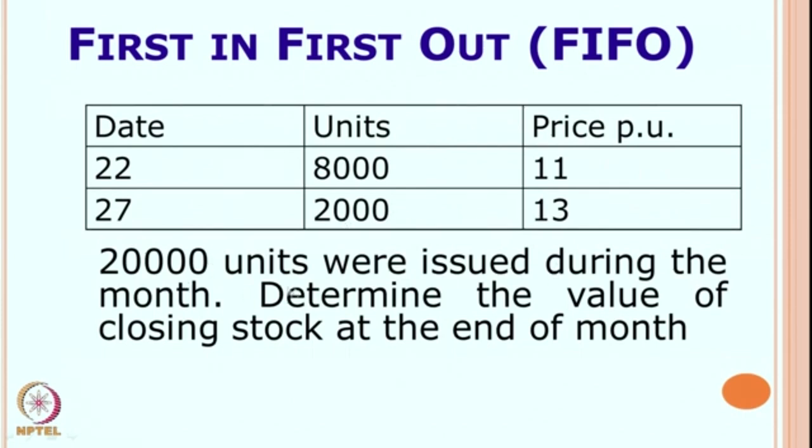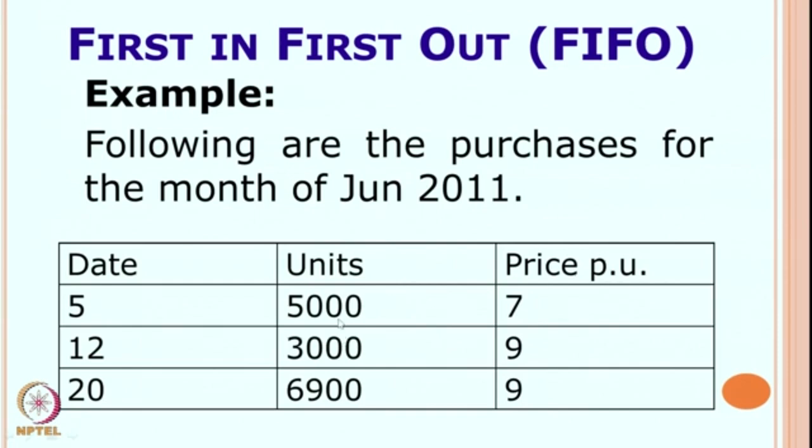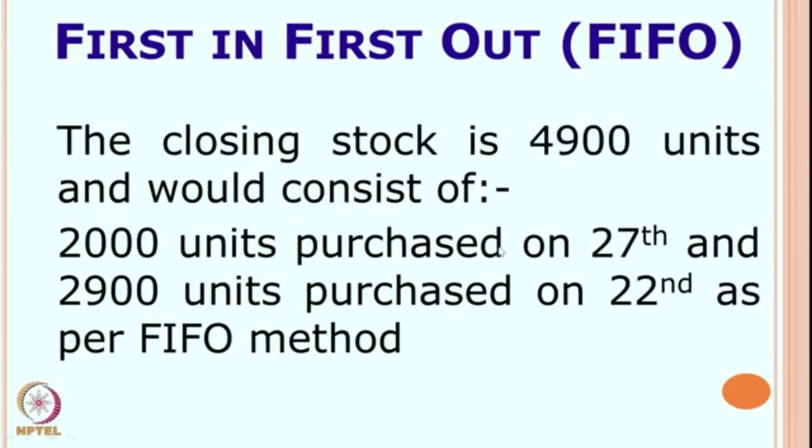Now, 20,000 units were issued during the month, and we have to determine the value of closing stock. Now, you understand that since 20,000 units are issued in the month, they can be from any of the lots, but for valuation purposes, we must estimate or assume from which lots they are issued. Since there are 5 lots, I would assume based on first in, first out that the oldest items, those which were received at an early date, would be issued first. So, we will first issue 5000, then 3000, then 6900 and so on till 20,000 units are issued, and then the remaining items, that is the newer items, would remain in the stock. Now, let us have a look. Now, the closing stock is 4900.